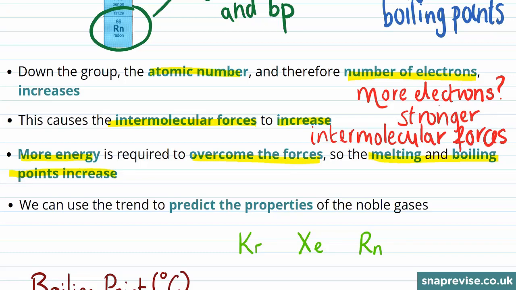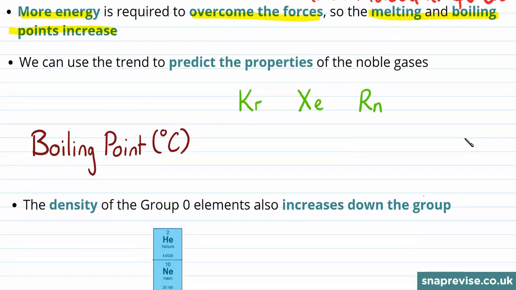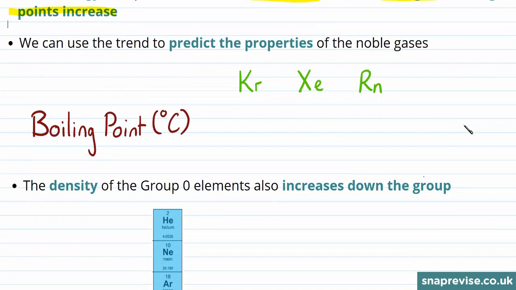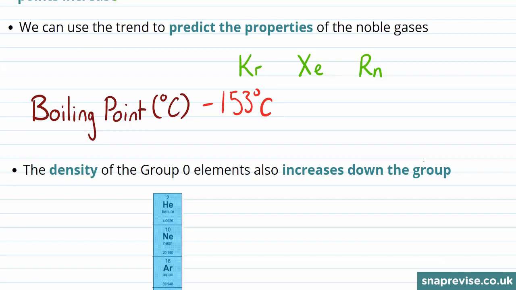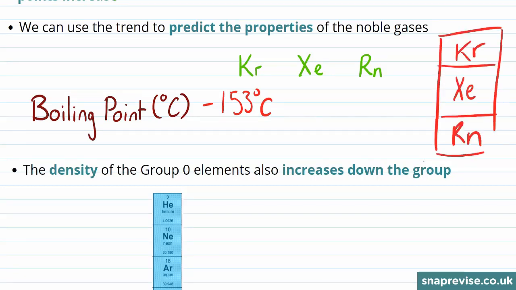Remembering the trend that the melting and boiling points increase as you go down the group allows you to predict properties of the noble gases. For example, if we think about boiling point, we know that the boiling point of krypton is minus 153 degrees Celsius. Given this piece of information, we can then start to think about what the boiling points of xenon and radon might be, remembering their positions in the periodic table, which is that krypton is followed by xenon is followed by radon moving down the group.